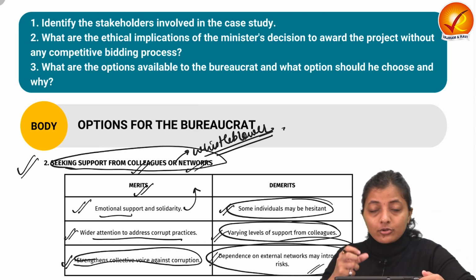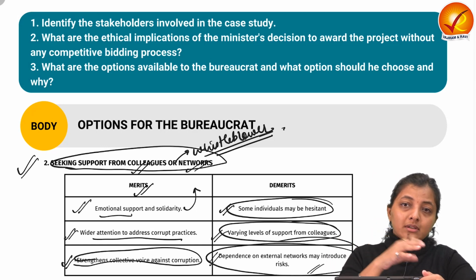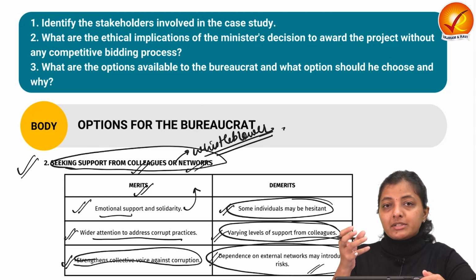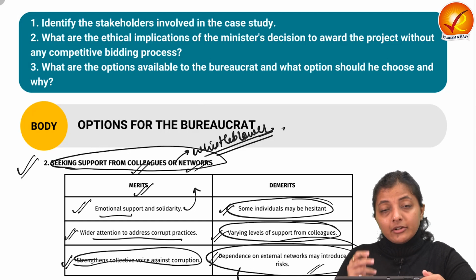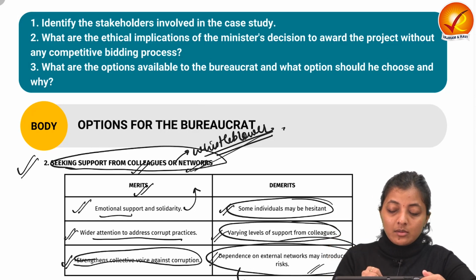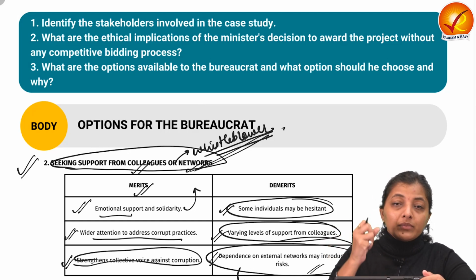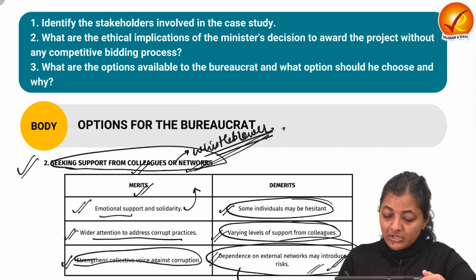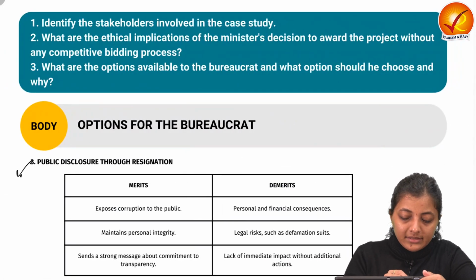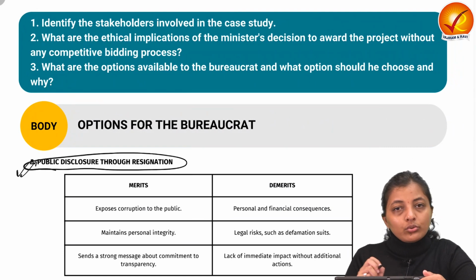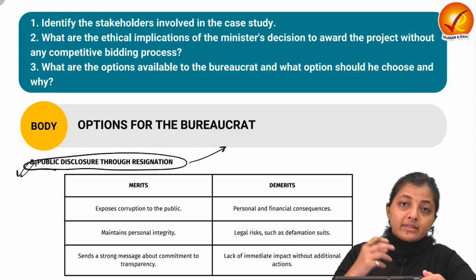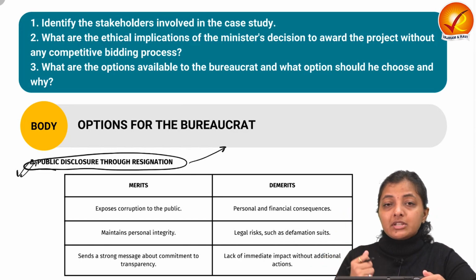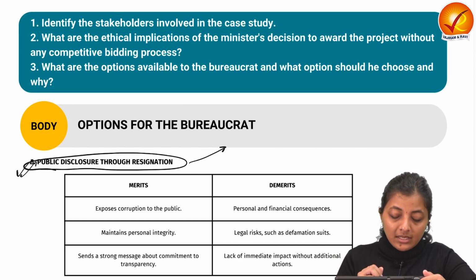Again, he would be telling this crucial aspect of the corrupt practices going on between the minister and the contractor. If telling some external network or some whistleblower network, it means again asking for potential risks. Next is public disclosure through resignation. So the next option is that he would resign and then come up in the media or some other channel and will report this corrupt practice.